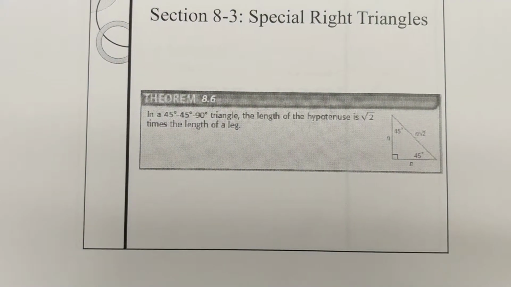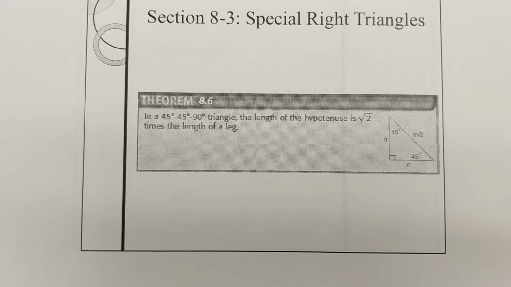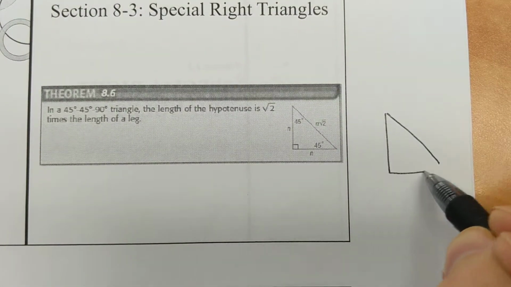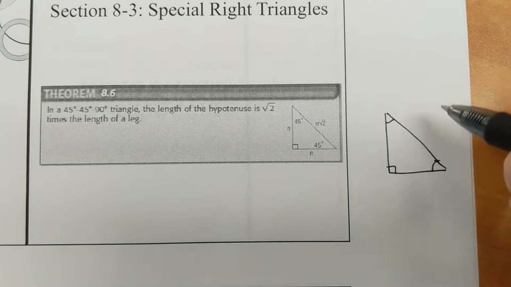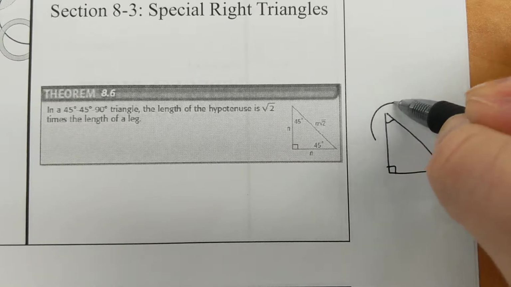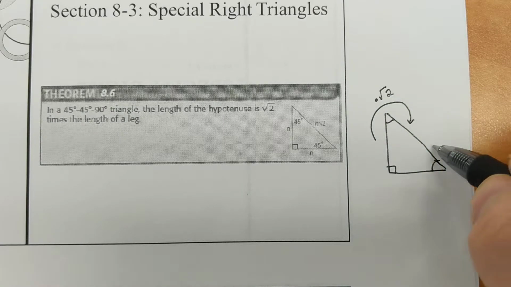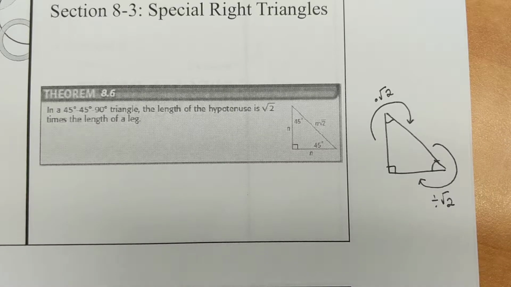So in a 45, 45, 90 triangle, the length of the hypotenuse is root 2 times the length of the leg. So what that boils down to is if you have a right triangle, these two are congruent, these are both 45. If you are going from a leg to the hypotenuse, you multiply by root 2. If you're going from the hypotenuse back to the leg, you divide by root 2. It's as simple as that.